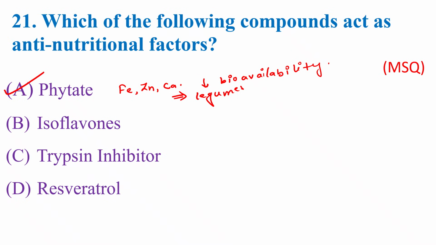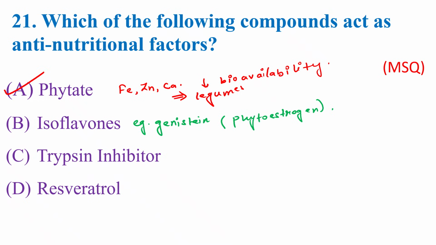Whereas next, isoflavones. So isoflavones are phytoestrogens. We read about it, for example, genistin. It is a phytoestrogen which will basically give benefits to our health. It is an antioxidant, anti-cancer, not an anti-nutritional compound.